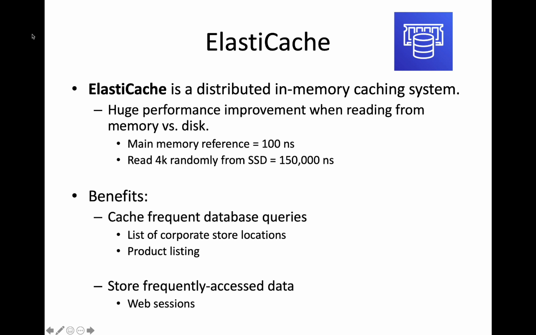The ElastiCache service is a distributed in-memory caching system. And it primarily serves as a cache layer in our application platforms, but ElastiCache can also act like a database as well, particularly when you're working with something like Redis, which is a commonly used key value store.